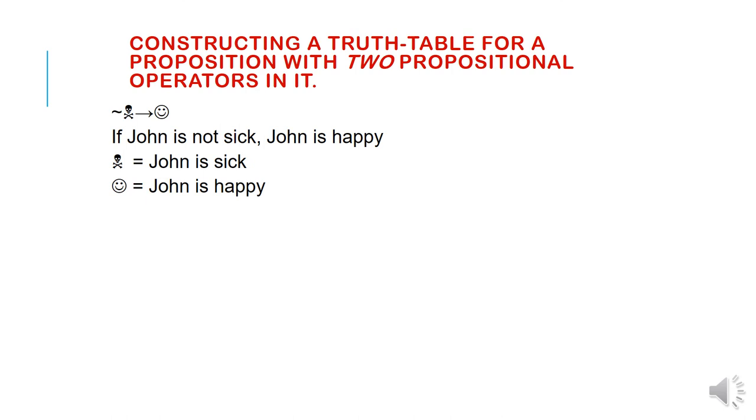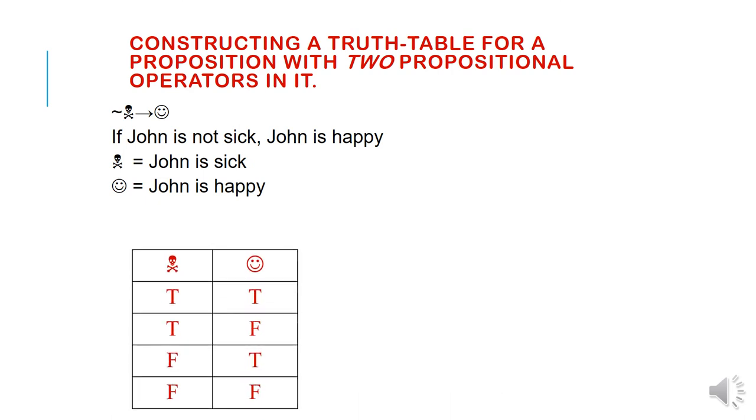So when we're drawing out our truth tables, it's important that we first get the reference columns in place. If we're looking at this proposition, if John is not sick, then John is happy, we see that it's a complex proposition written in the form of tilde, skull and crossbones, arrow, smiley face, right? When we draw up the reference columns, we see that because we're using two simple propositions, there are four rows. If we used three simple propositions, there would be eight rows. If we used four simple propositions, there would be 16 rows. And you keep doubling the rows with every simple proposition because you are doubling the states of affairs that could exist. So here, there are four states of affairs to combine these two simple propositions.